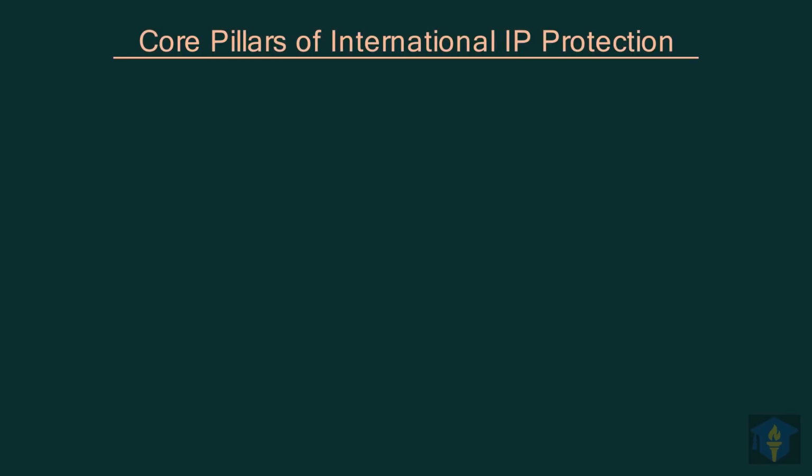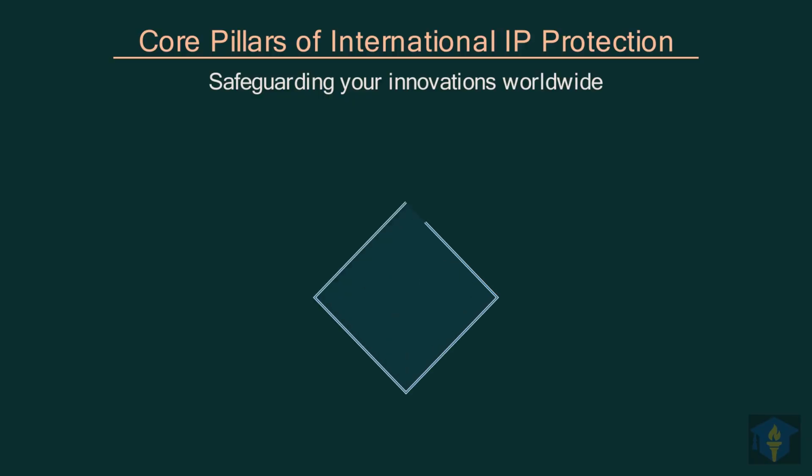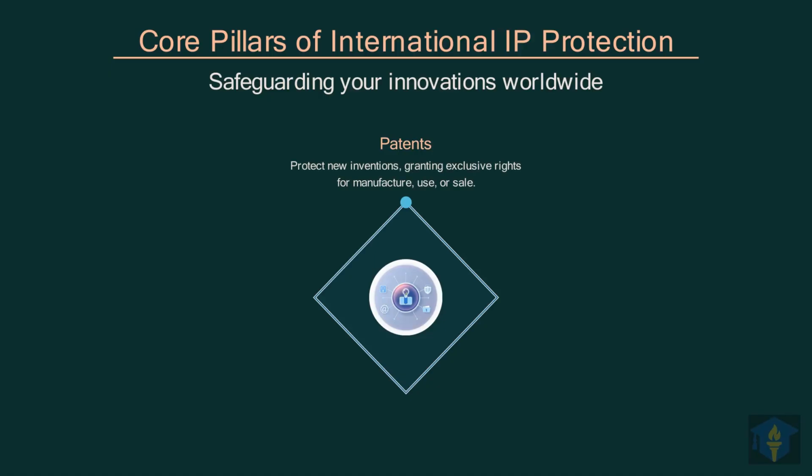Let's examine the core pillars of international IP protection that safeguard innovations worldwide. These pillars are essential for safeguarding your innovations and creative works across global markets. First are patents, which protect new inventions and technological advancements from being copied. Patents protect new inventions by granting exclusive rights for manufacture, use, or sale for a period.